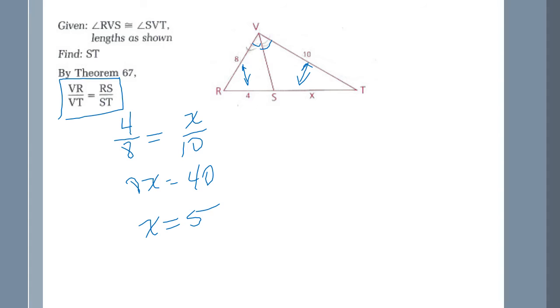We can plug that in to double check if you wish. So let's go ahead and do that. VR has a length of 8 and VT has a length of 10. And then we would say that RS, which is 4, has to be equal to TS, which would be 5. And this is true. So we confirmed it with that.